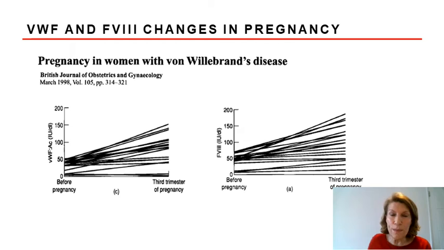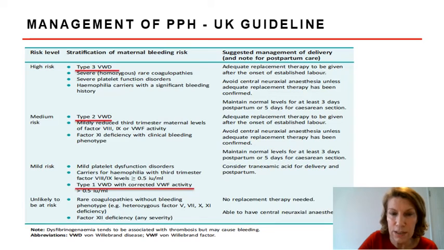So most of the women with von Willebrand disease, especially the mild and type 1, have an increase in their clotting factors. And by the time of childbirth, they have levels in the normal range. And for these women, tranexamic acid is sufficient hemostatic cover to prevent postpartum hemorrhage.